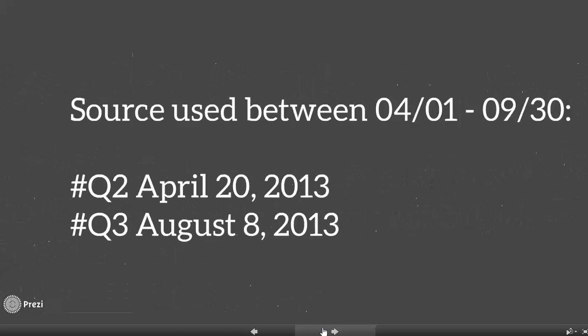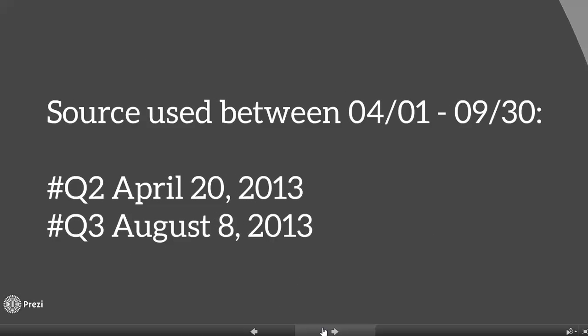What if the source is only used seasonally? We have a lot of sources in Utah that are used just during the summertime. This source is used between April 1st and September 30th. So all I need is a second quarter sample and a third quarter sample.